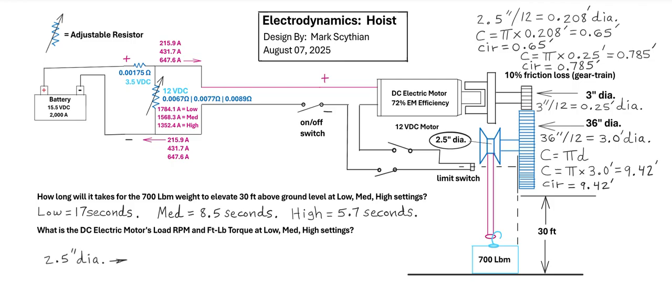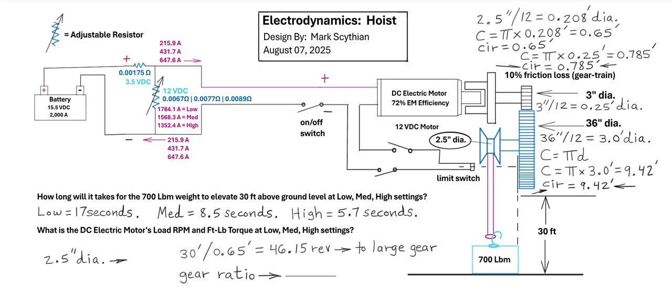So if we were to take the number of turns the pulley has to make independent of calculating the gears, even though the pulley's rotation is connected to the large gear's rotation, but we'll focus just on the amount of turns this pulley has to make to then displace a height of 30 feet. So we can simply divide the 30 feet into 0.65. That would require 46.15 revolutions of the pulley to lift the 700-pound object 30 feet. So this allows us to then calculate the gear ratio.